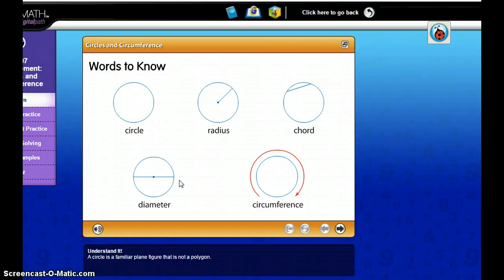Okay? But the thing that makes a diameter different from a chord is that a chord is a line segment that goes through the circle anywhere. It does not have to be through the center. A diameter is through the center. A radius, right here, as you can see, is half of the diameter. The diameter is the whole thing. The radius is half of it. Circumference is the distance around the circle.